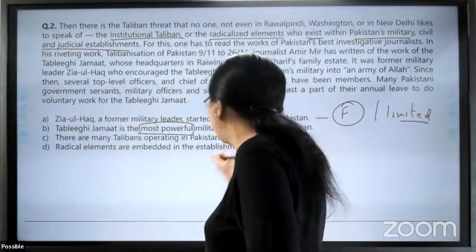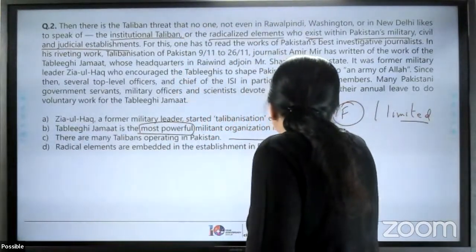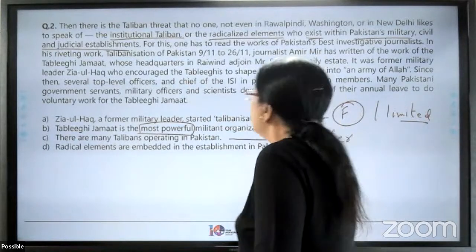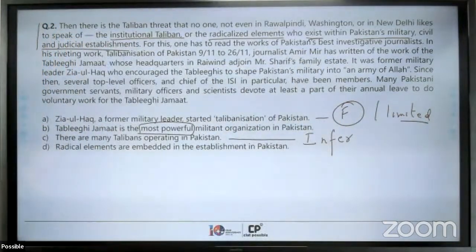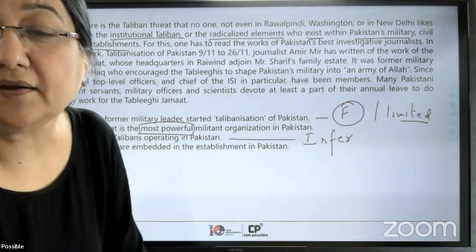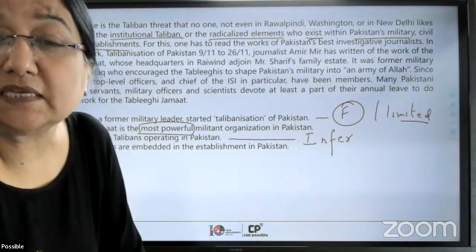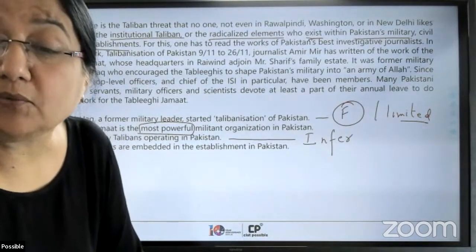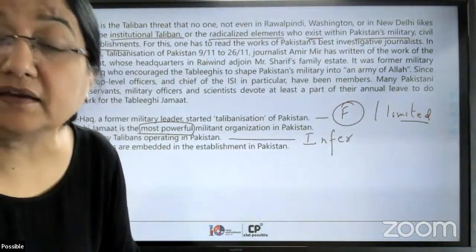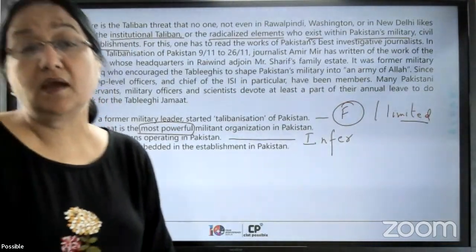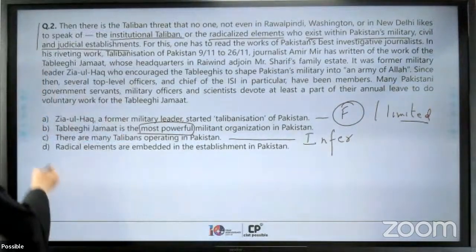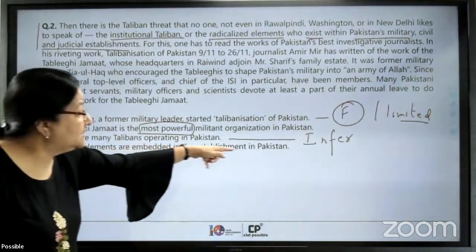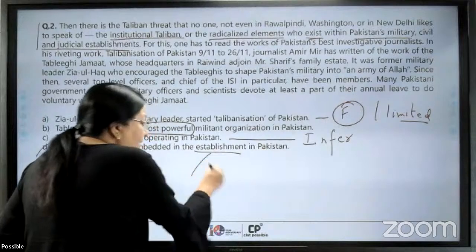It looks like an answer, but this is an inference. Where is it inferred from? 100% true from the top 2-3 lines. If the question here were what can be inferred, then we could say there are many Talibans operating in Pakistan. But this is not the summary. Yes, now look, Aryan, you got trapped into C because C was an inference. What is understood? But you didn't shorten it, you gave an interpretation. Aryan, the C you chose is an inference. The answer is D: radical elements are embedded in the establishments. Which establishments? Civil, military, judicial.